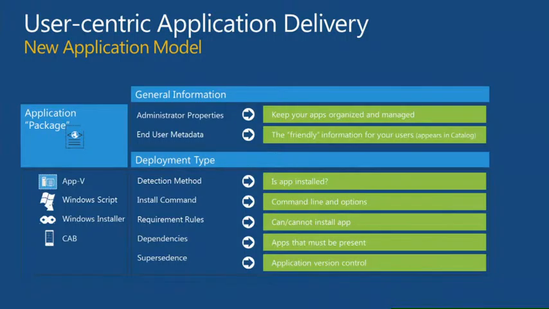And the second part there is supersedence. Again, very cool. You can actually define supersedence, meaning you can define version control. You can say Adobe Acrobat Reader 10 supersedes version 9. That means Configuration Manager will go in and detect if 9 is already installed. If 9 is installed, then it will uninstall or update 9 to Adobe Acrobat 10. So these are the relationships that you can define between applications in Configuration Manager's new application model. That was an overview of our new application model.